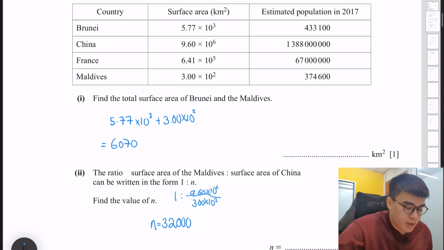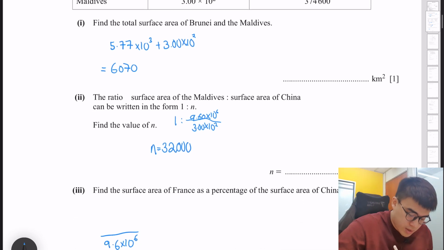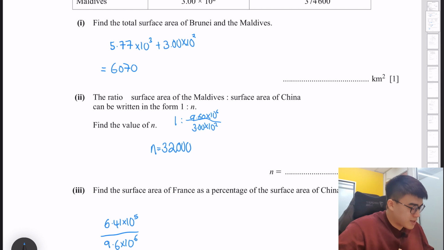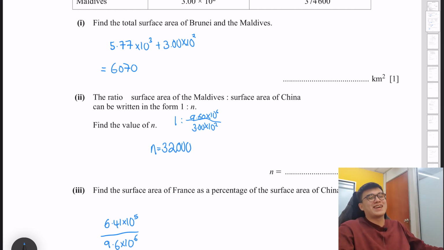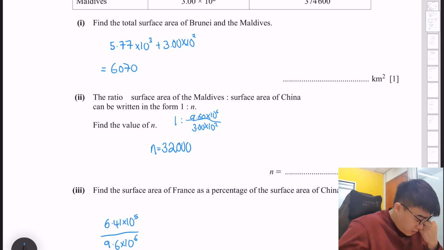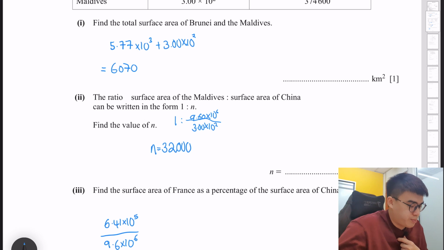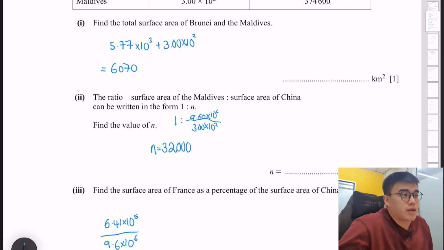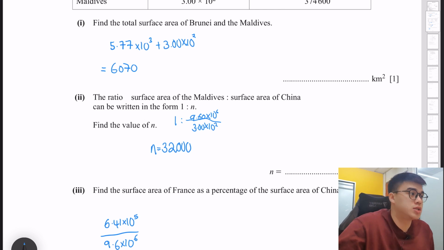For France, we got it as 6.41 times 10 to the power of 5. Let's double check the value here. So we get the answer as 6.666667 times 10 to the power of 10. Then remember, they wanted it in percentage, so you still have to multiply it by 100. This will get you the result as 6.67, as the answer.